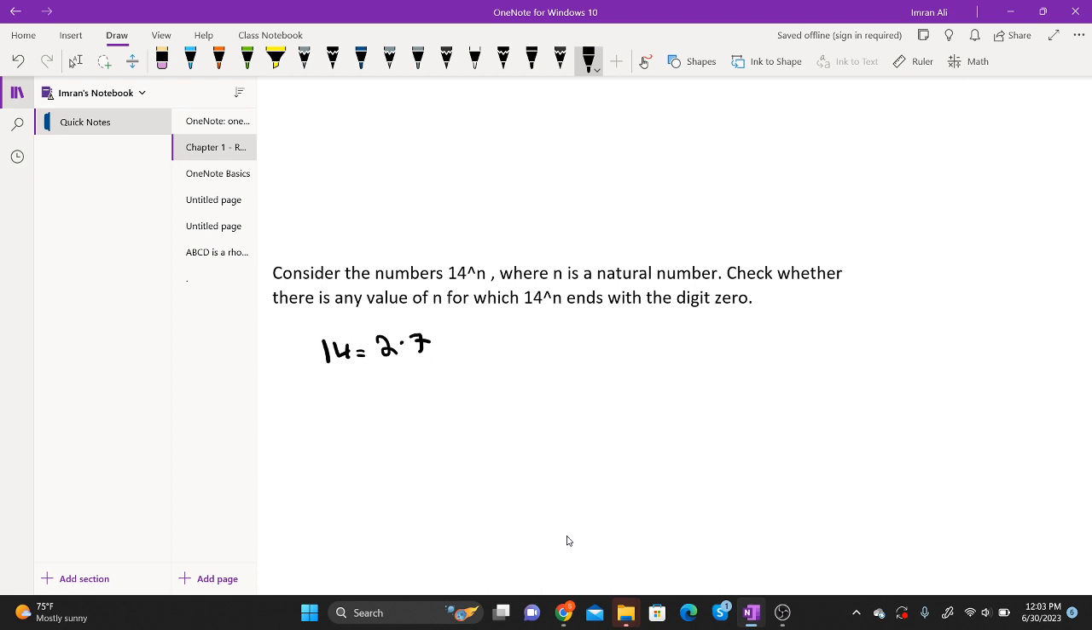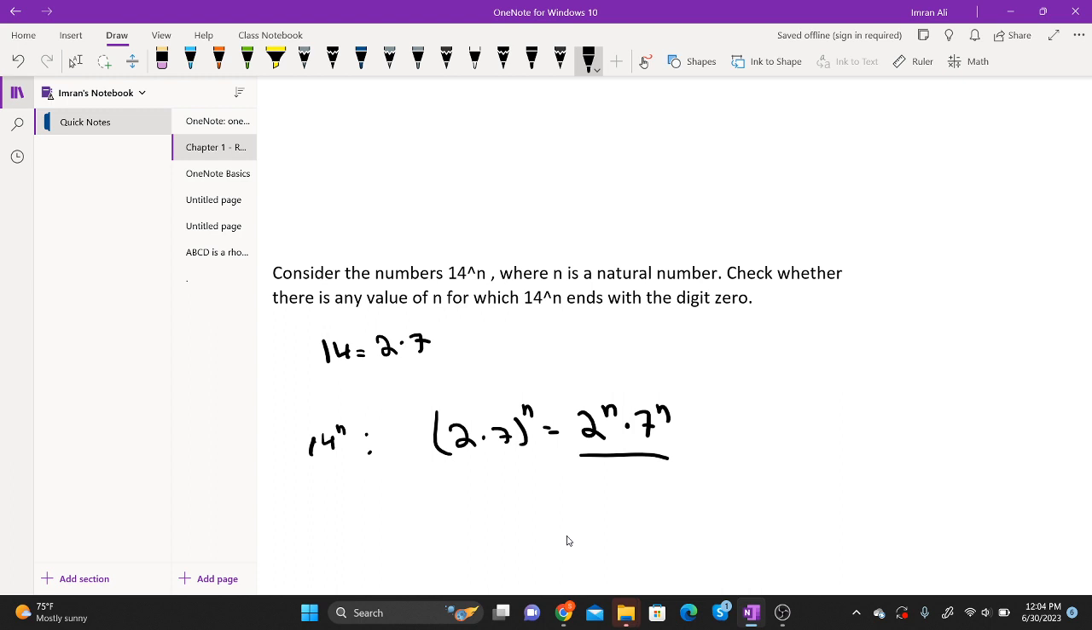And we want to check whether there's any value of n for which 14 to the n ends with the digit 0. So our number is 14 to the n, which is 2 times 7 to the n, which is 2 to the n times 7 to the n. So this is our prime factorization of 14 to the n.